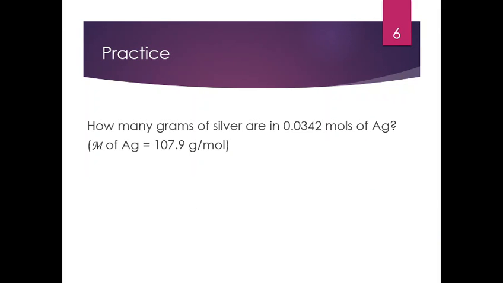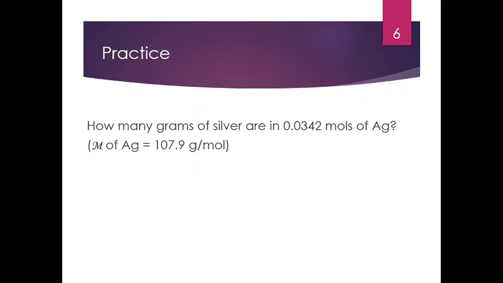So, how many grams of silver are in 0.0342 moles of silver? And I give you the molar mass of silver is 107.9 grams per mole. And so if you're given a molar mass right off the bat, you have a conversion handy. Especially because I'm telling you the units here are in grams per mole. It should be a huge indication that this is a conversion between, you guessed it, grams and moles.